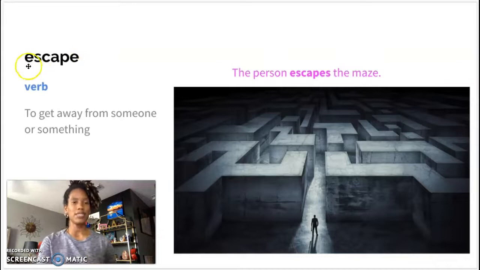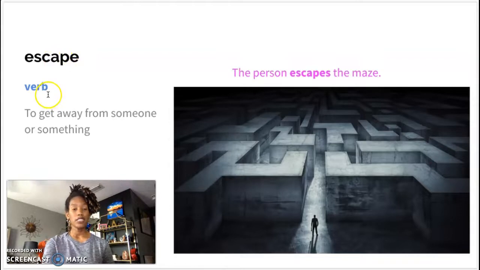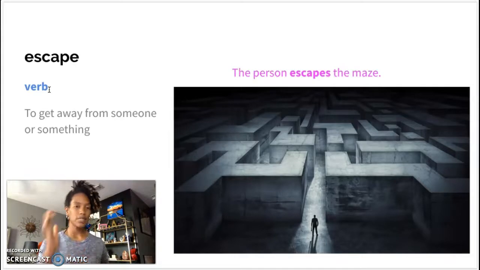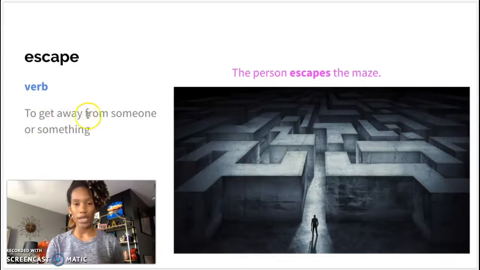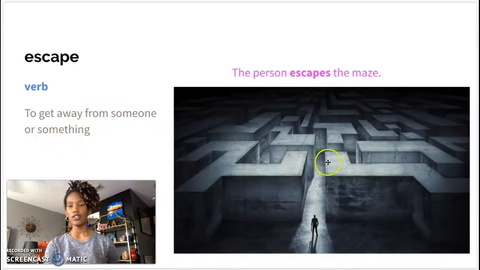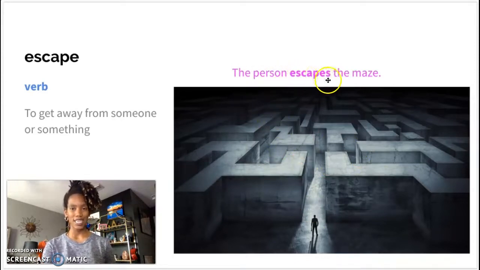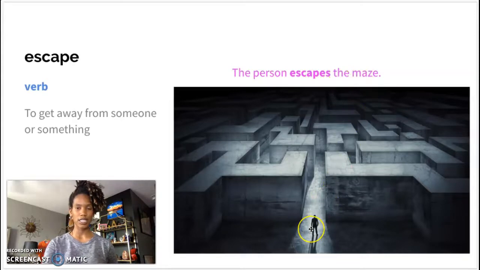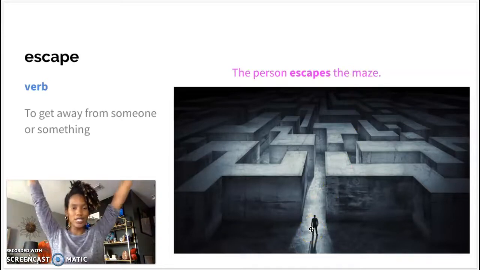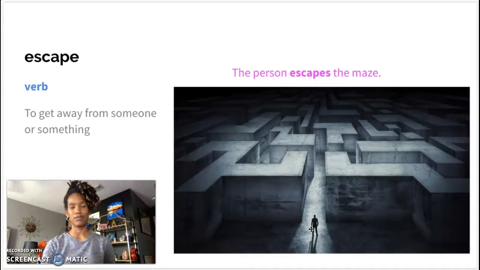Next word, repeat after me: escape. Escape. Escape is a verb. And remember, verbs are action words, which means it is something that can be done. So I can escape something. Our definition for escape is to get away from someone or something. Okay, so if you look at this man over here in the maze, eventually the person escapes the maze, right? That means that he goes through it and he's free. He made it out. Yay, he escaped. All right.